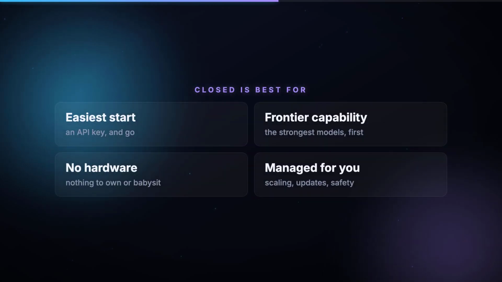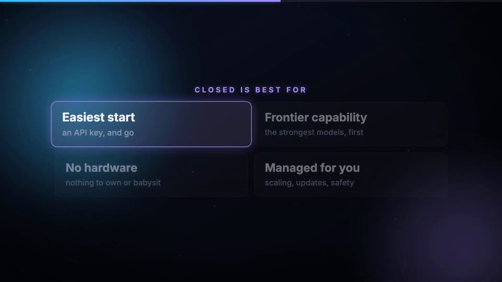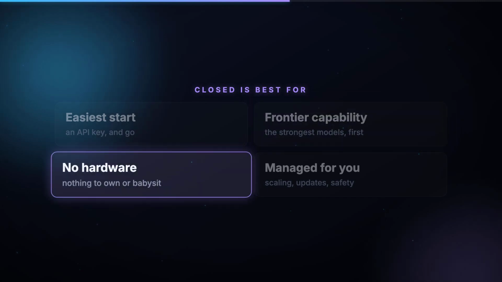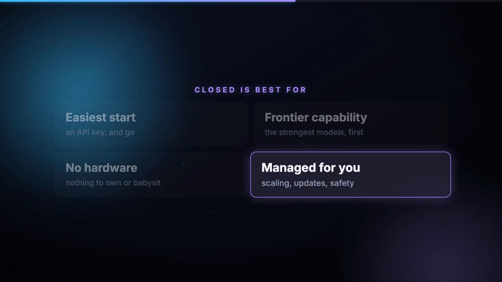So closed models win when you want the easiest possible start. Just an API key and go. When you want the absolute frontier of raw capability. When you would rather not own or babysit any hardware. And when you want someone else to handle the scaling, the updates, and the safety.